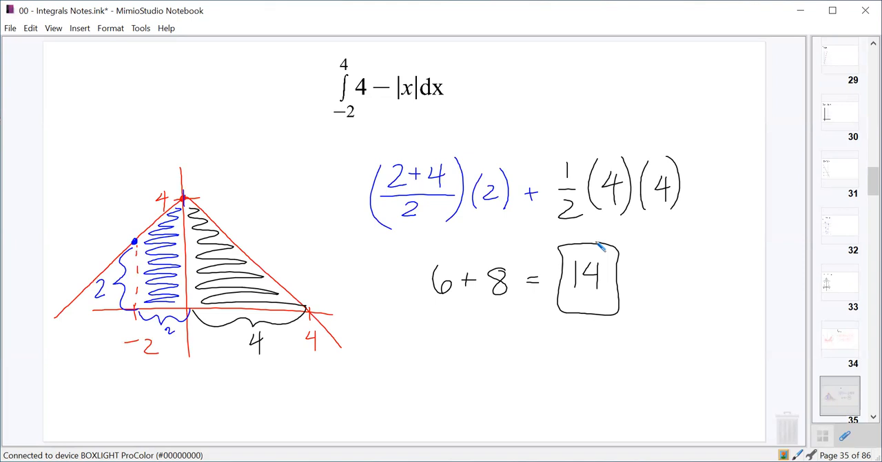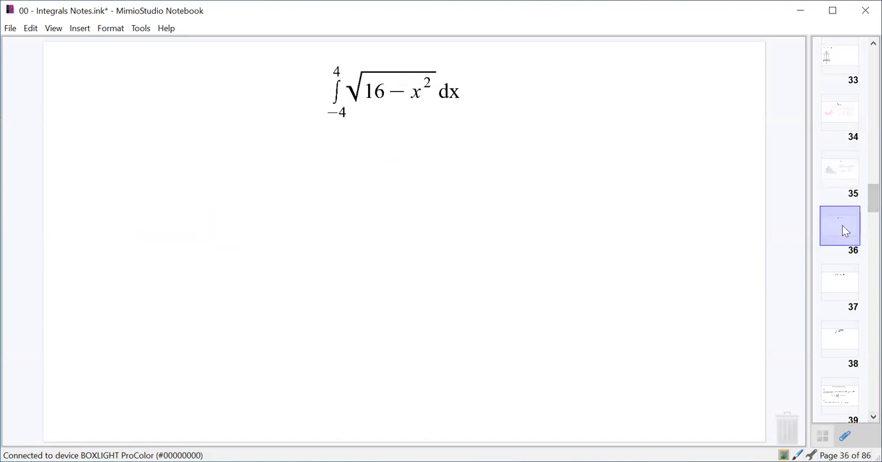We just need to understand what the function looks like and be able to find the area underneath it. This time, we're going to look at something like an integral from -4 to 4 of the square root of 16 minus x squared. Now, hopefully, you know exactly what this function looks like.